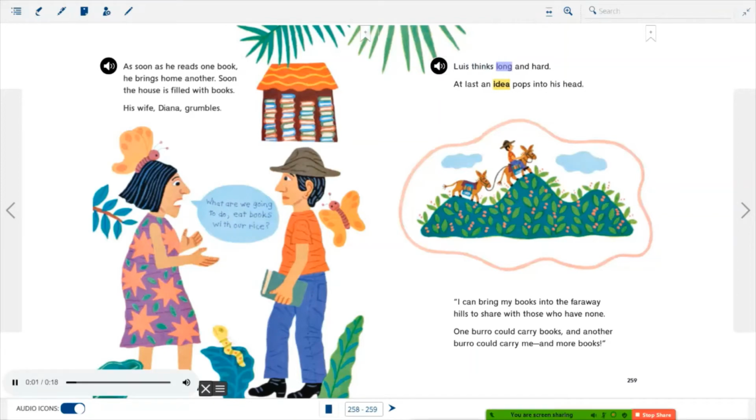Luis thinks long and hard. At last, an idea pops into his head. "I can bring my books into the faraway hills to share with those who have none. One burro could carry books, and another burro could carry me and more books."